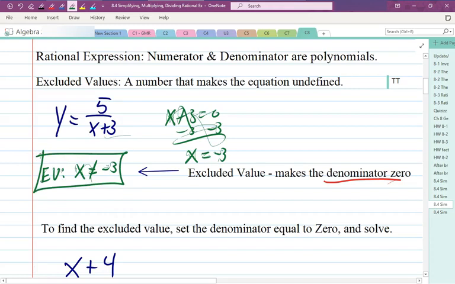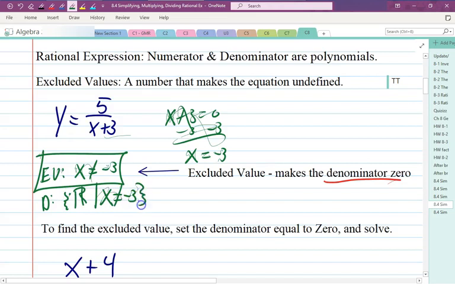Now, if you remember when we found the domain and the range, the domain for rational expressions is always all real numbers except for your holes or your vertical asymptotes. Here, we're going to have a vertical asymptote at negative 3. So we would say the domain is going to be all real numbers such that x does not equal negative 3.